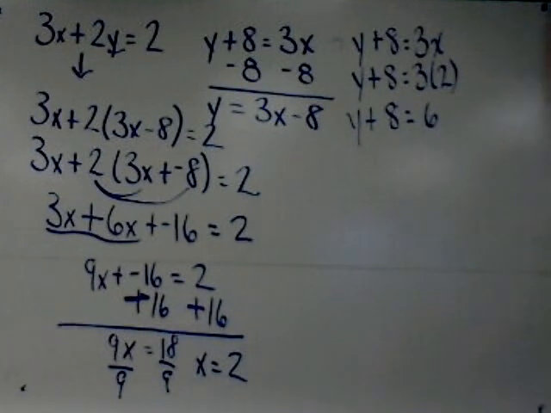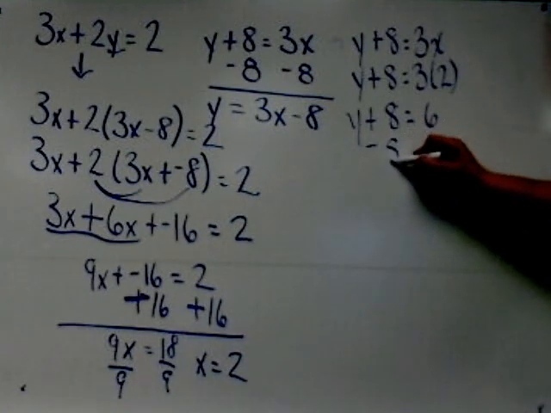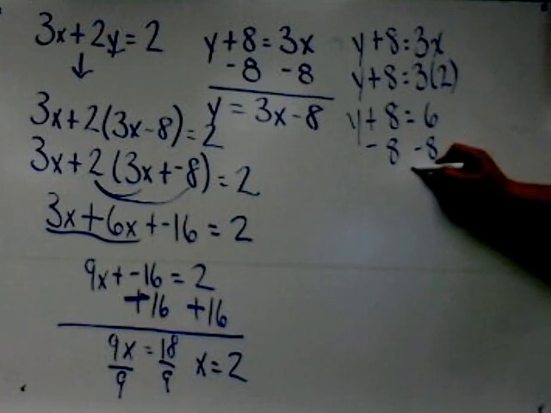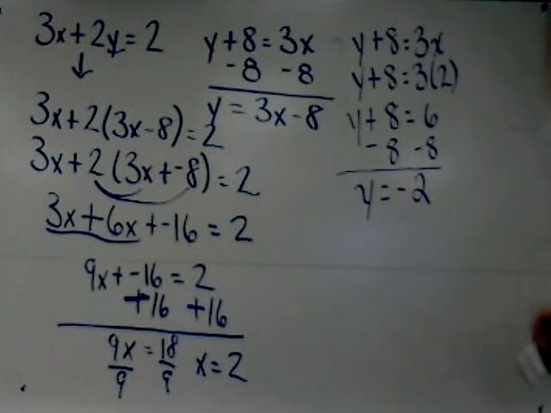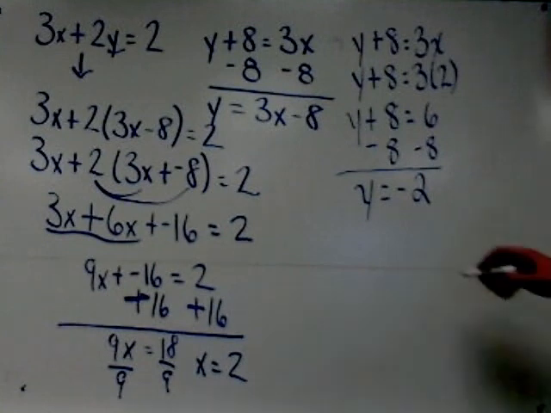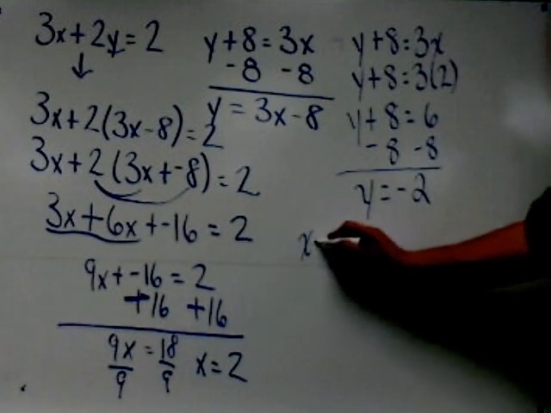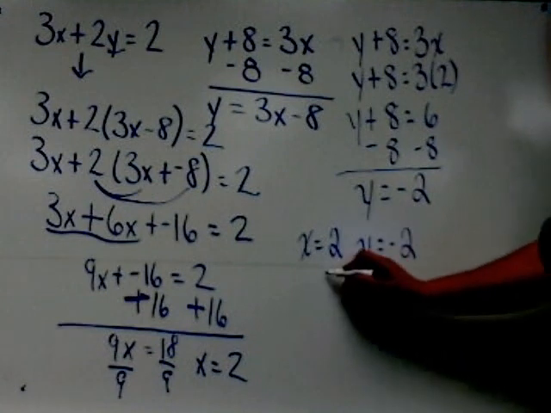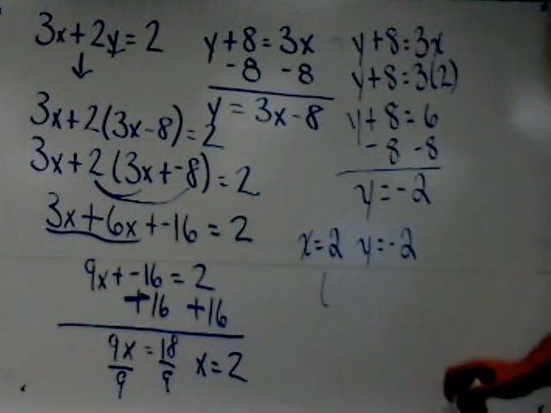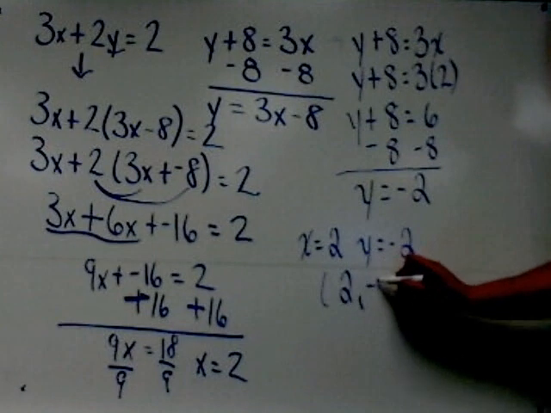To get y by itself, I of course simply need to subtract 8 from both sides of the equal sign. And by doing that, I obtain a result of y equals negative 2, which is the other half of my solution. So my solution to this problem is that x equals 2 and y equals negative 2, or I can express my solution using the ordered pair 2, negative 2.